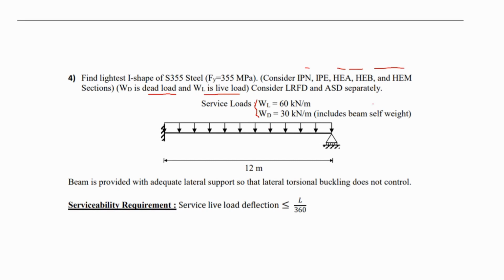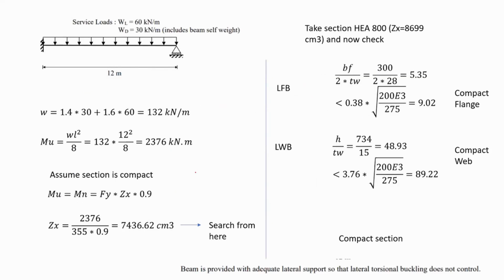So in solving, I have just considered LRFD. Also, it says the beam is provided with adequate lateral supports so that lateral torsional buckling does not control. And we have a serviceability requirement in here. So as you can see, if you take a look at this beam, we have a roller support in here and we have a fixed support. And we have the distributed load. So we are going to design and find the lightest wide flange section.